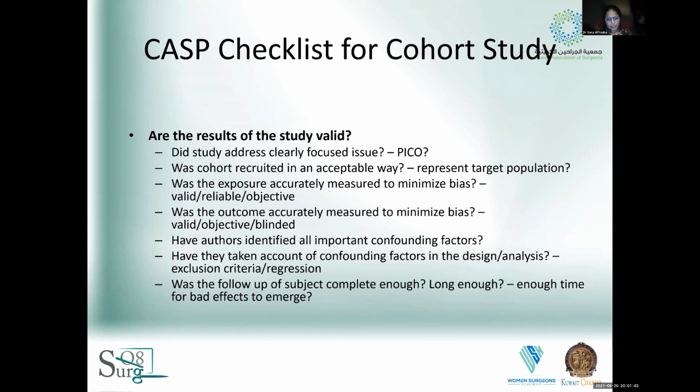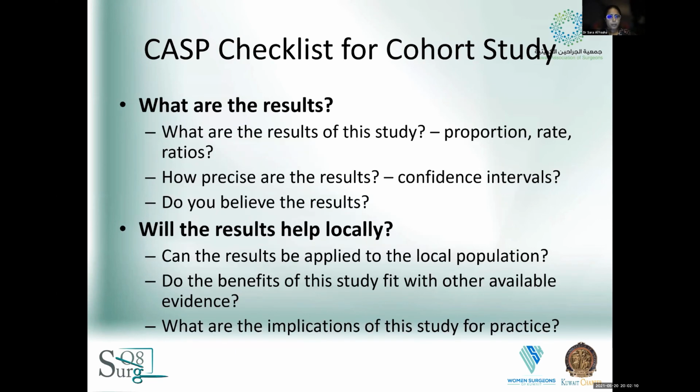Last example will be the CASP checklist for a cohort study. So first question again is always going to be, is the result valid? What's the PICO? Was the cohort recruited in an acceptable way? Was the exposure measured to minimize bias? What about the outcomes? What are the confounders? You can see that these are the same pattern, basically. Even though they're slightly different, they're pretty much the same. Again, looking at follow-up, what are the results? How precise are they? Do you believe them? Can you apply it locally? So this is the pattern.